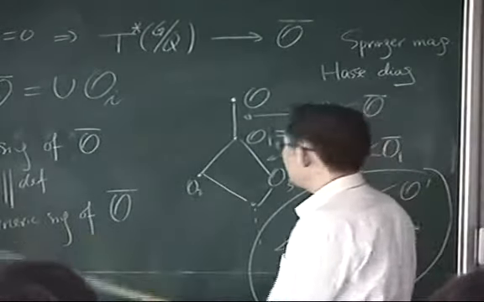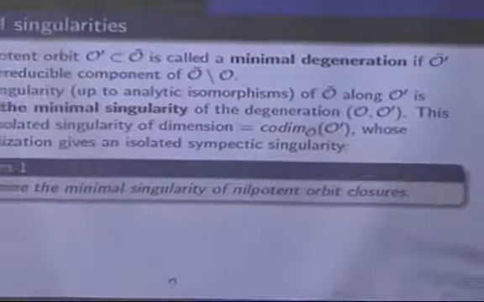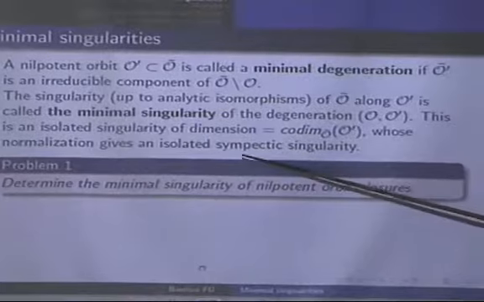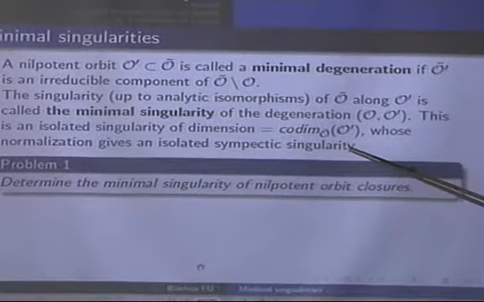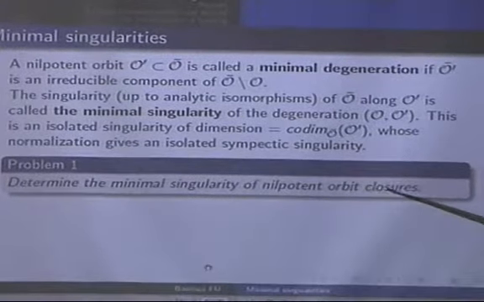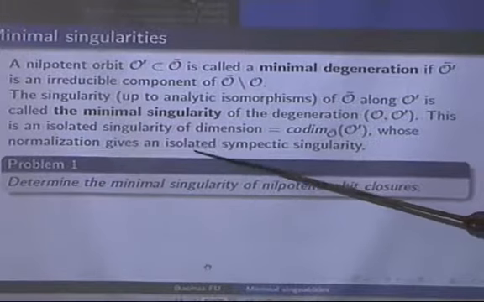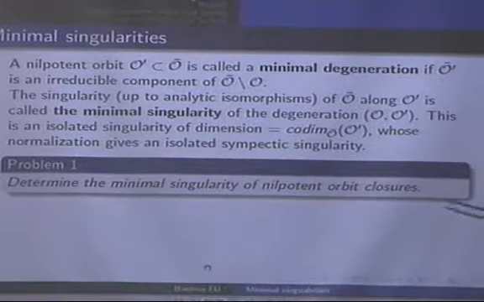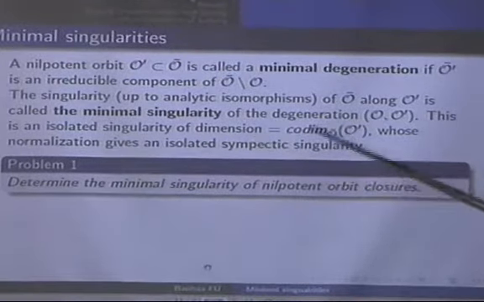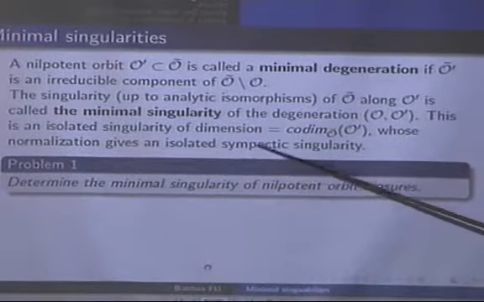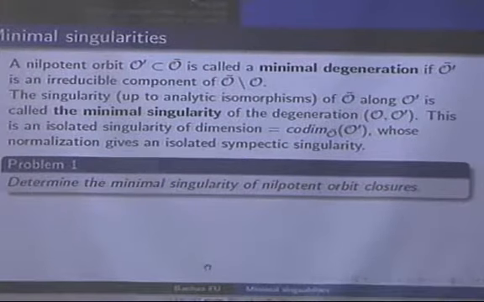And furthermore, this singularity has a dimension that is just the codimension of this orbit inside the whole space. And the normalization gives an isolated symplectic singularity. So it makes sense to study the minimal singularities of nilpotent orbit closures, because this gives some interesting examples of isolated symplectic singularities. In general, it's very difficult to construct new examples of symplectic singularities. And we hope for isolated symplectic singularities, maybe there are not many.